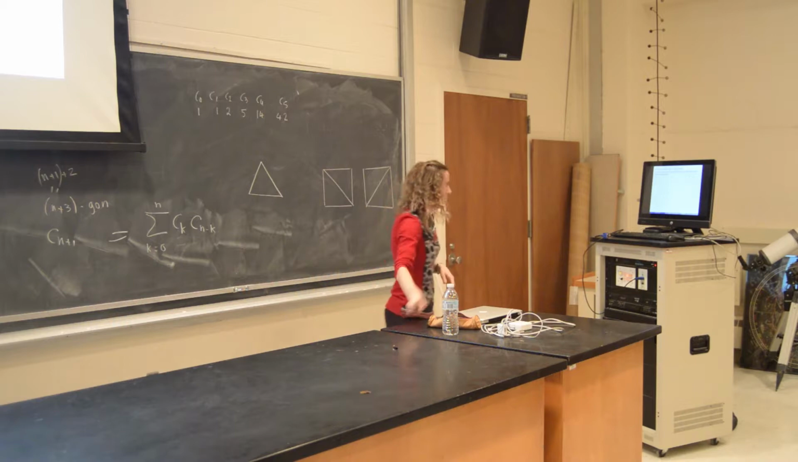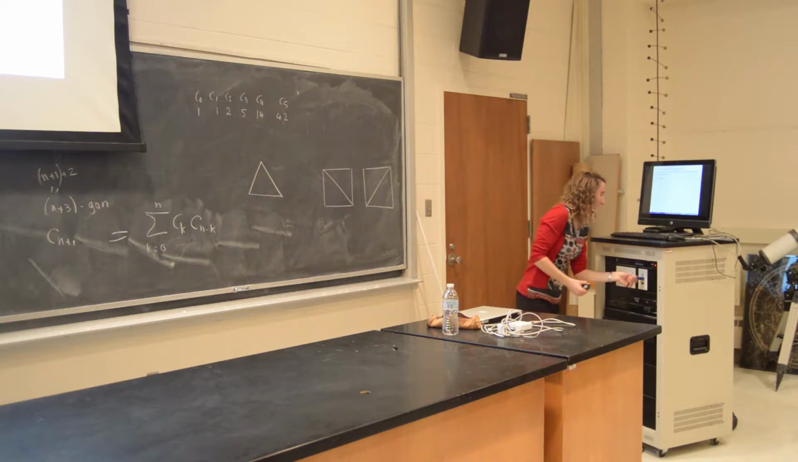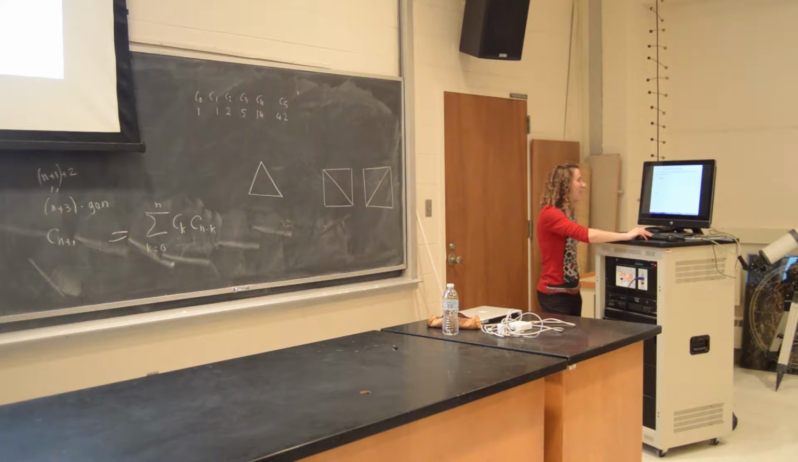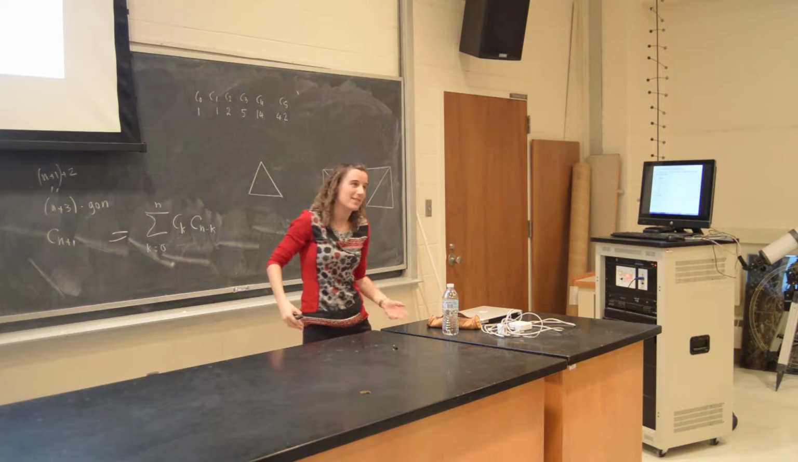So let's look at an example. If I have n equals 1, I have 2 people. In how many ways can 2 people shake hands without crossing hands? 1 way, this way. 4 people. Think about it a little bit. How many ways can 4 people shake hands without crossing hands? I mean, you kind of know the answer anyway. 2 ways, this way.